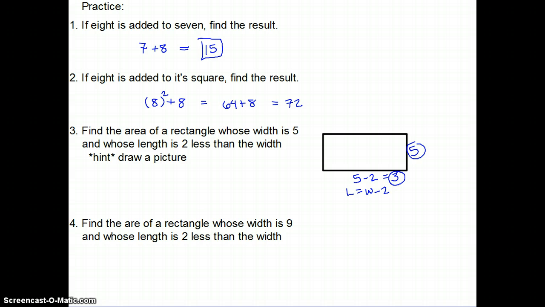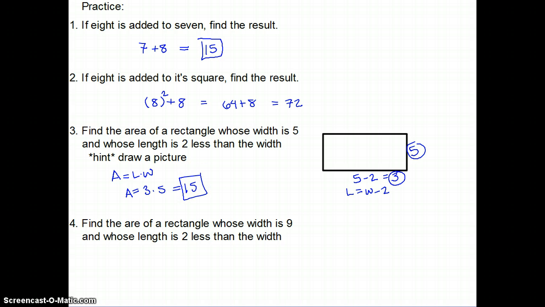I need to find the area of this rectangle, so please remember area is length times width. My length is 3 and my width is 5, so my area is 3 times 5, which is 15.